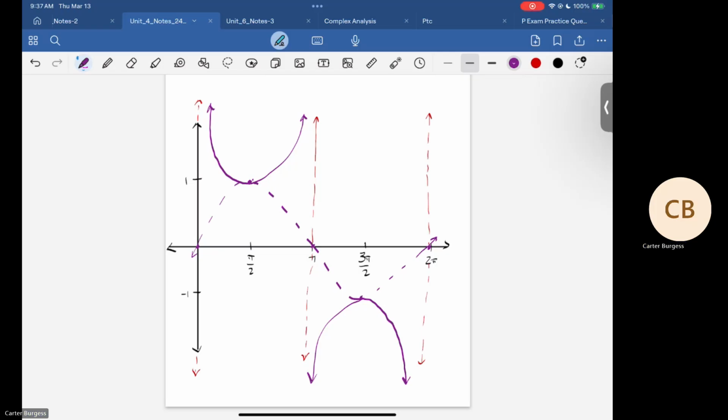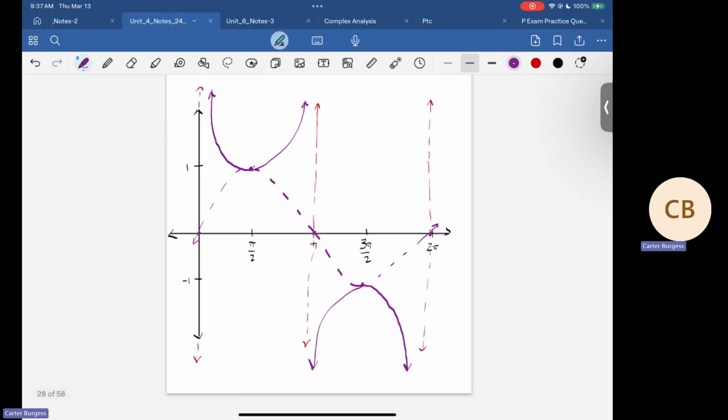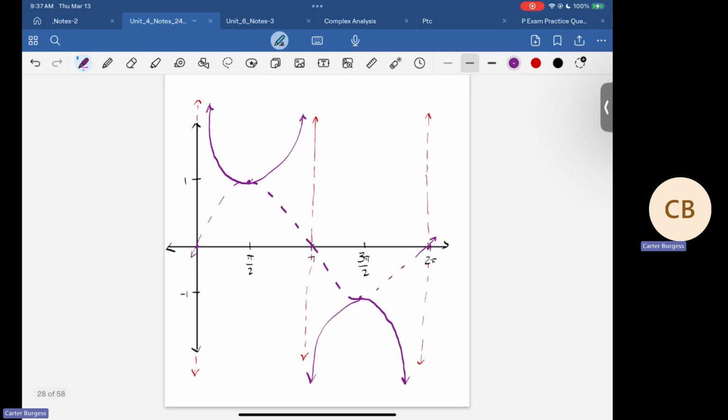Take it? Yeah, just connected now. Well, they couldn't be connected through the asymptote, right? Yeah, yeah.